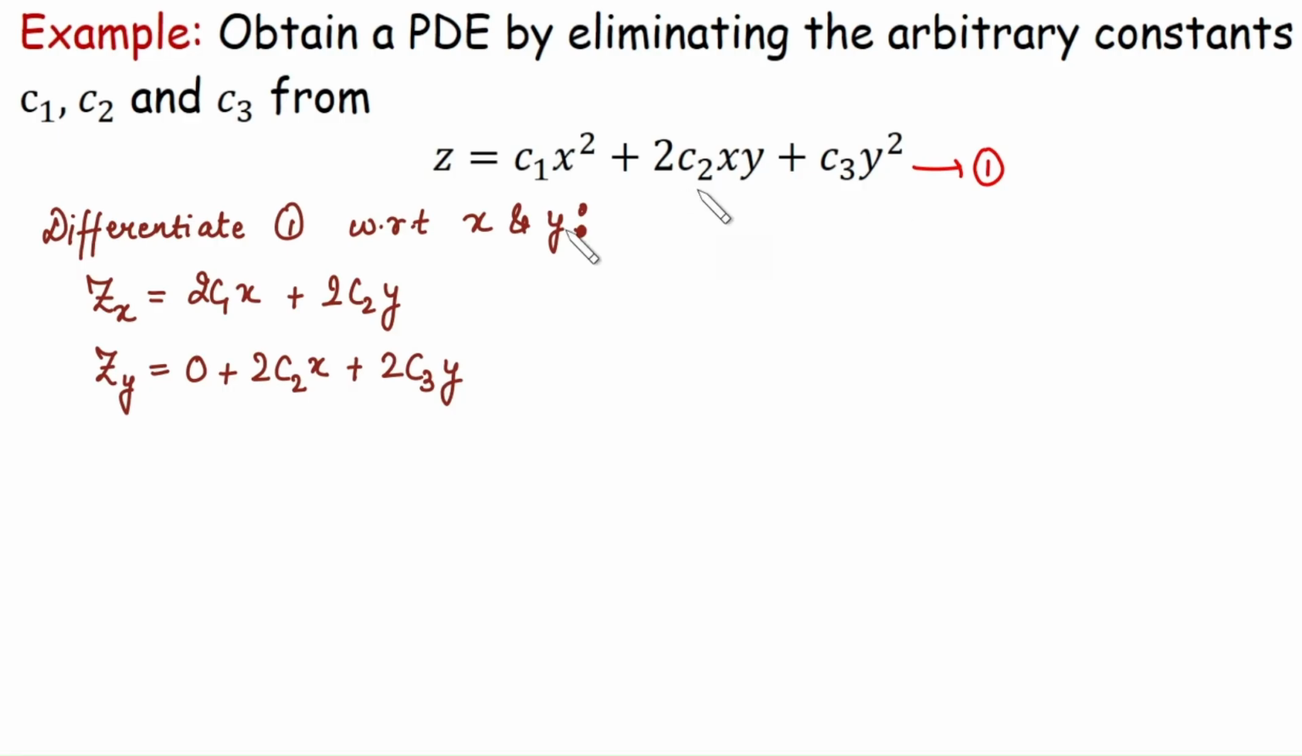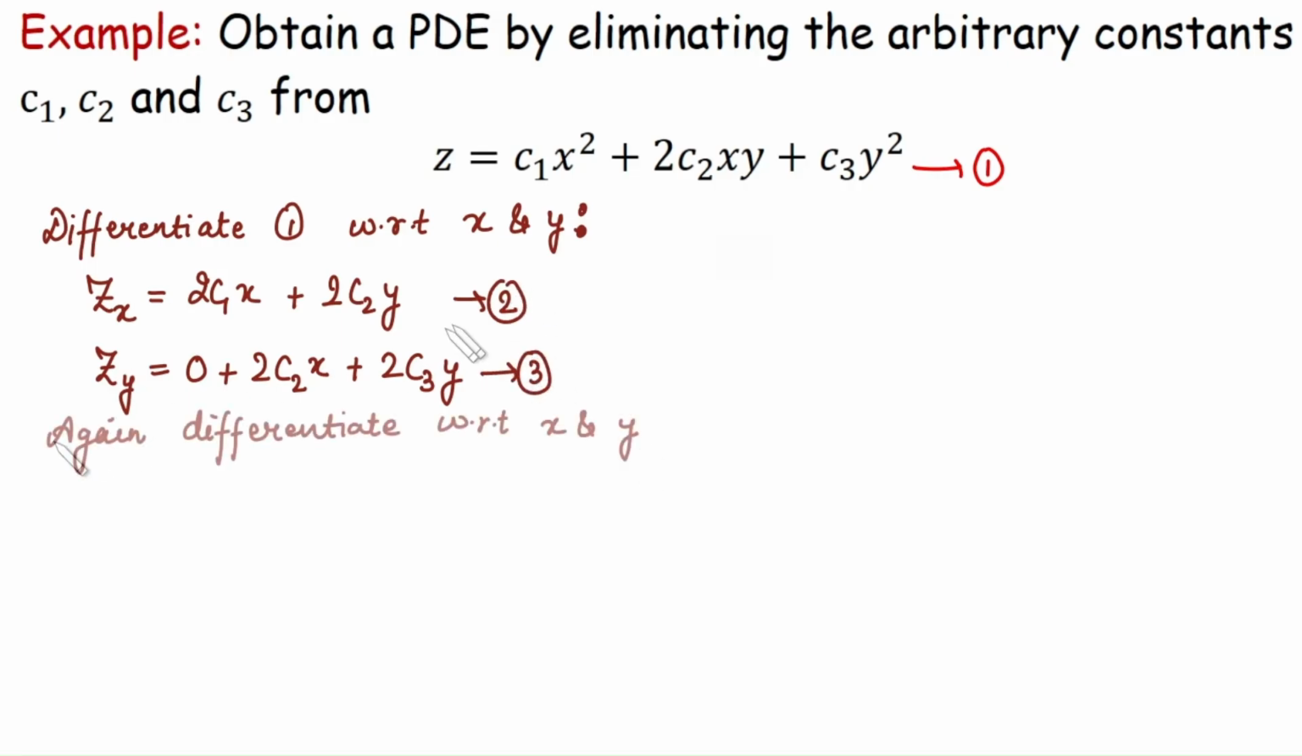Here we have three constants, but we are getting two equations. So it is impossible to get the value of each constant with the help of two equations. So again we need to differentiate with respect to x and y. First differentiate the second equation with respect to x again. That results in the second order derivative of z with respect to x, which is equal to 2 times c1. What is the second order derivative with respect to y? Again differentiate equation 3 with respect to y. That is equal to 2 times c3.